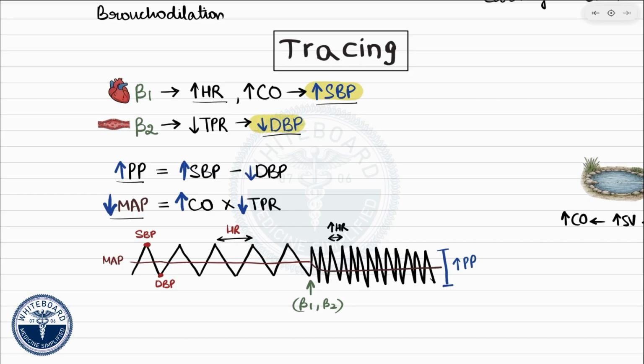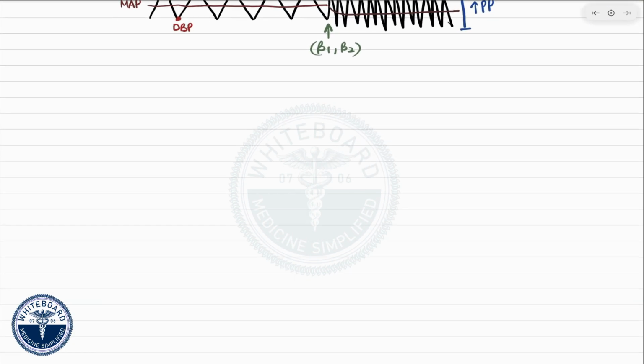Although the increase in cardiac output tends to raise the systolic pressure, the simultaneous relaxation of the blood vessels partially offsets this effect. As a result, the systolic blood pressure usually increases only slightly or may even remain nearly unchanged, while the diastolic blood pressure decreases. Consequently, the difference between systolic and diastolic pressure, that is, the pulse pressure, becomes wider. I hope that makes sense.